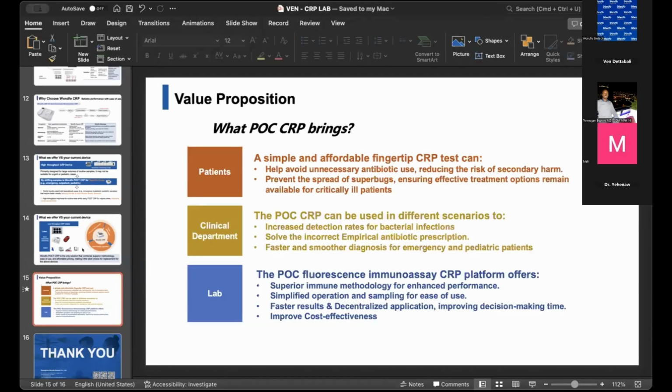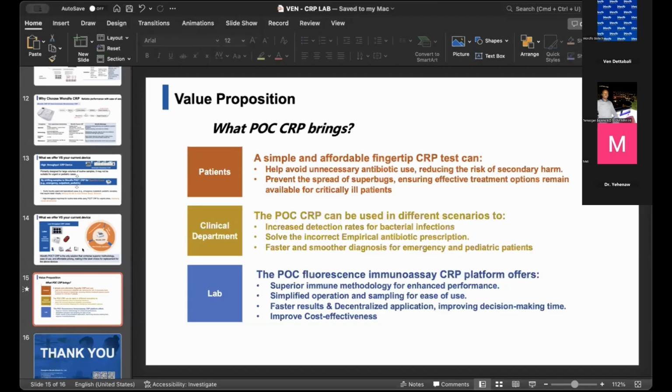For the lab, the POC fluorescence immunoassay CRP platform offers superior immune methodology for enhanced performance. It's simplified operation and sampling for ease of use, faster results in decentralized application, improving decision-making time, and it also improved cost effectiveness. So this is a win-win for everyone involved. Clinicians benefit from quick, evidence-based diagnostics. Labs see reduced workflow and faster throughput, and patients enjoy quicker and more comfortable care.